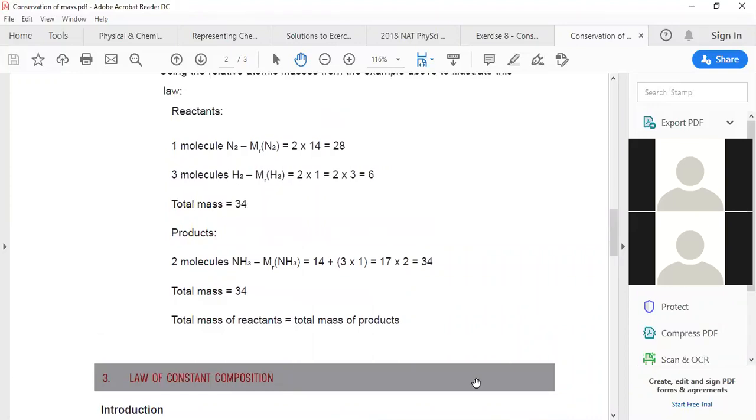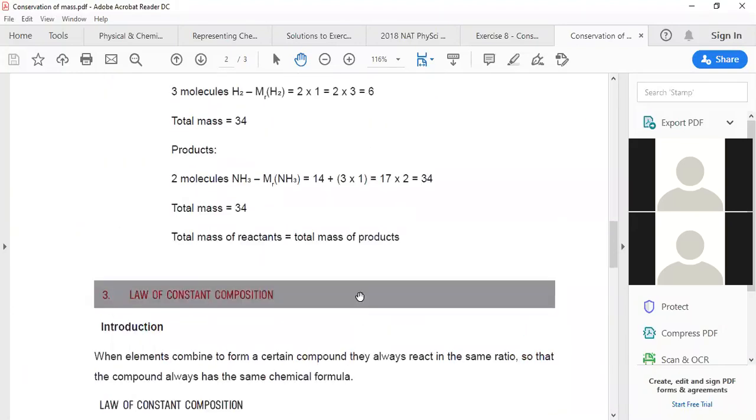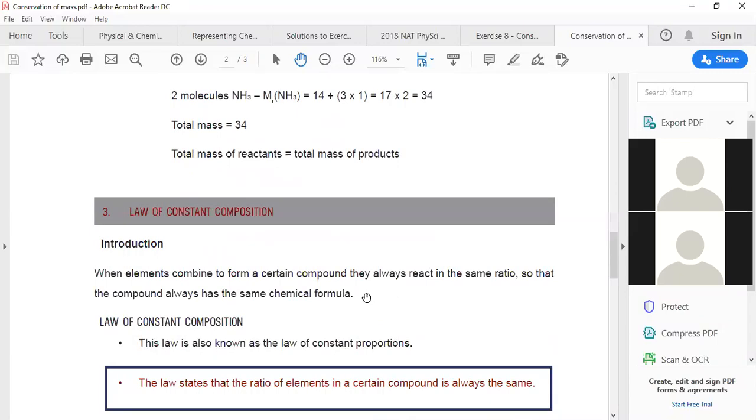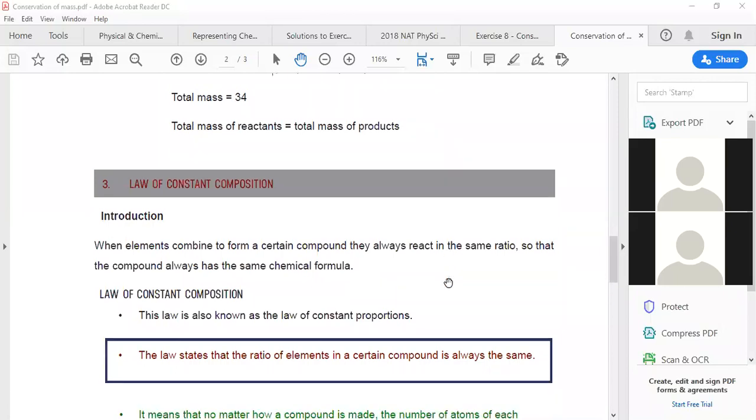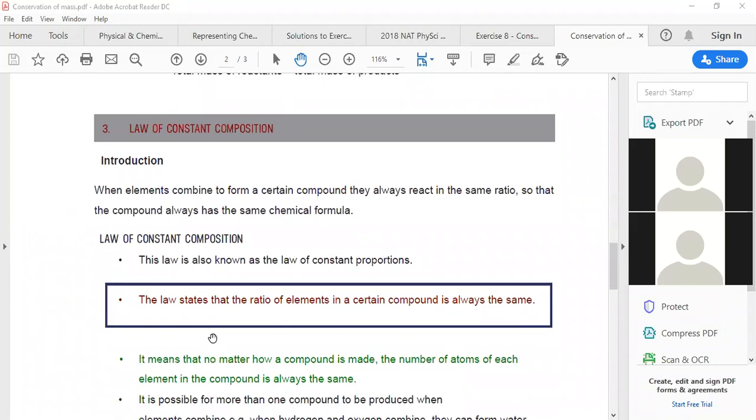It says law of constant composition. When elements combine to form a certain compound, they always react in the same ratio, so that the compound always has the same chemical formula. All right. Law of constant composition.